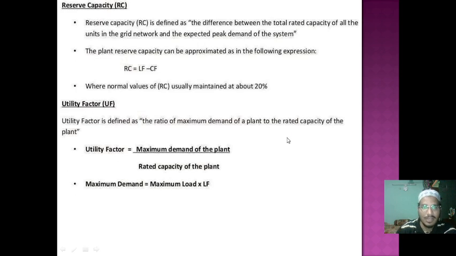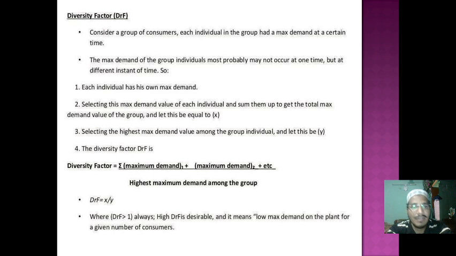Last time we discussed the reserve capacity and utility factors. Now we are discussing the diversity factor. What is called the diversity factor? In the diversity factor, we are considering the maximum demand of the individual customer, or we can say the maximum demand of the individual consumer.